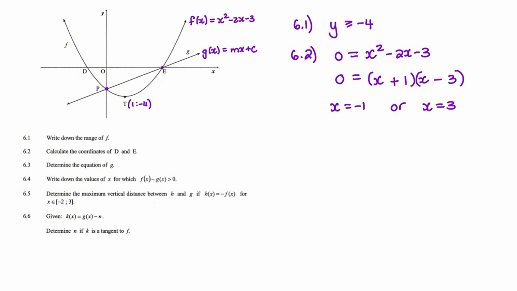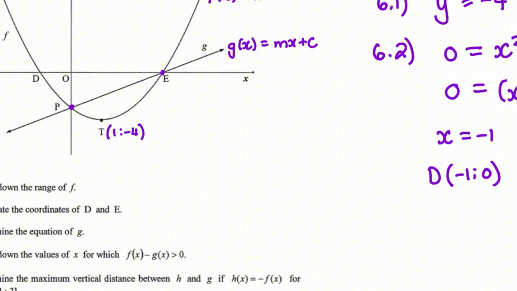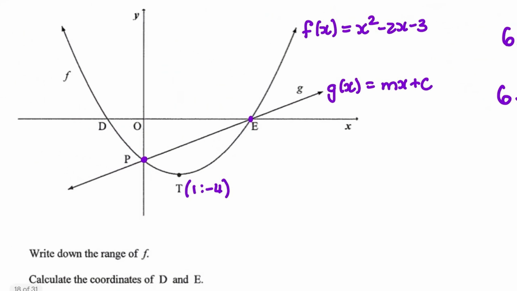But the question said calculate the coordinates of D and E. So you'll always want to leave your answer as coordinates. So for D, we have x of -1 and y is 0. And for E, we have x is 3 and the y value is also 0. Now before we continue, I'd like to put that information on my diagram. So I have D as -1 and E as 3.